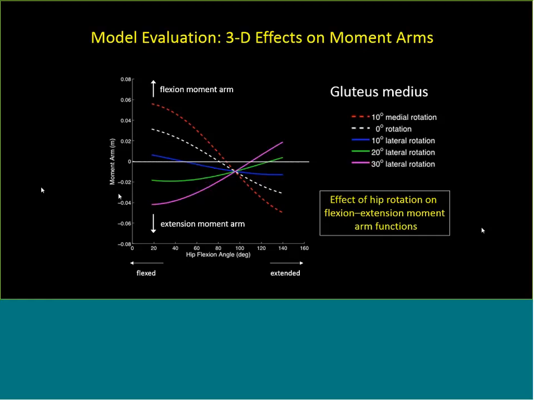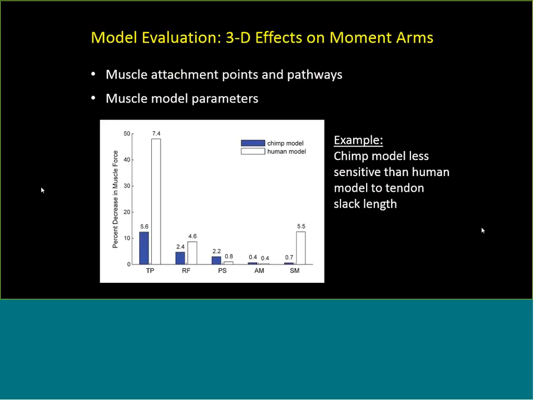We also did a number of sensitivity analyses on the model outputs. These were focused primarily on things like muscle attachment points and via points and wrapping functions that affected the pathway of the muscle, and then also the muscle model parameters. There's an extensive set of analyses in the paper. For anyone who's interested, I'll just give you one example here.